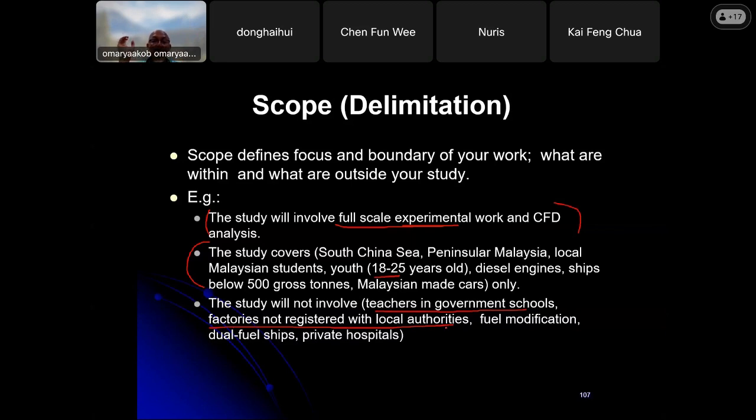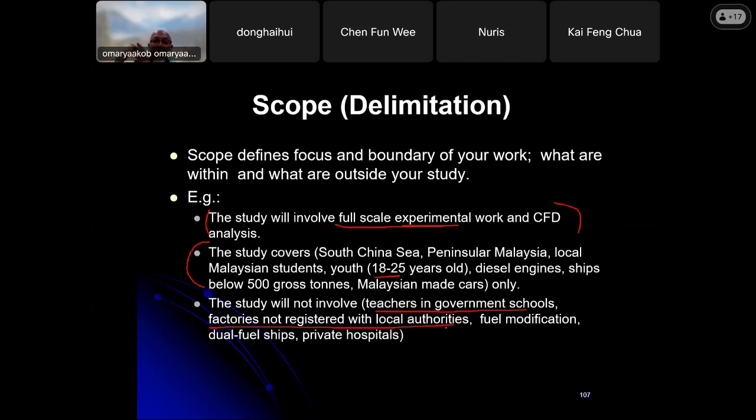Then you say, my study will not involve factories which are not registered. The registered ones are only 150. I'm using 90, it's a lot already as my sample. So all the 900 factories which are not registered are not in my scope, right? So don't ask me about them, and the validity of my work is also not valid for other factories which are not registered with local authorities.